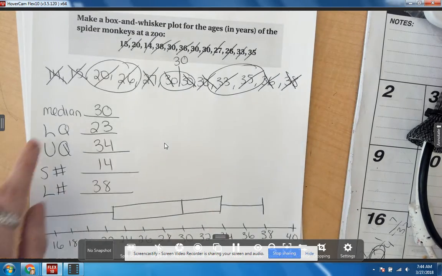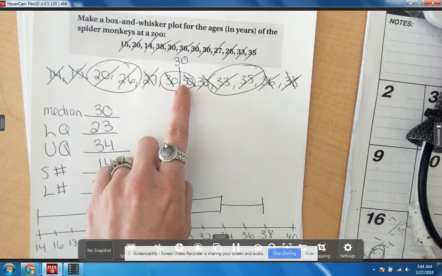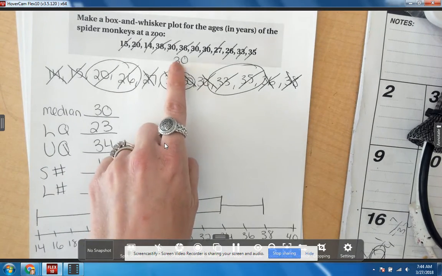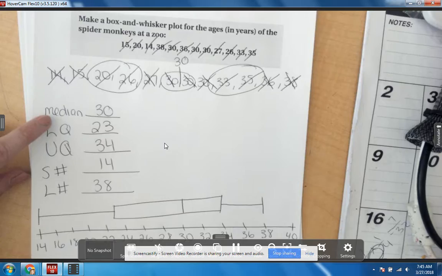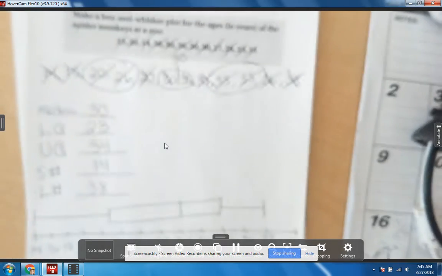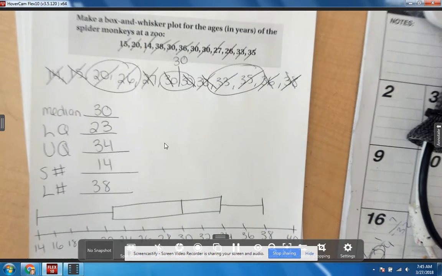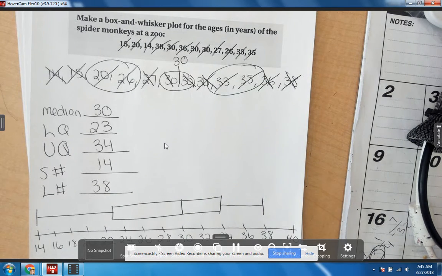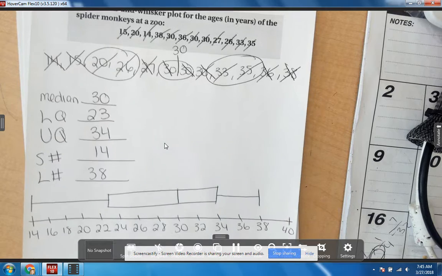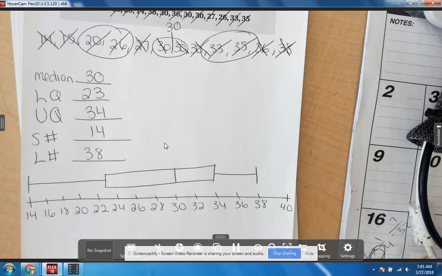So you order least to greatest first. You find the number in the middle. If there's 2 numbers in the middle, add them up, divide by 2, but make sure you write it in. There was my median. Lower quartile is going to be the median to the left. So cross out, find the median to the left. Upper quartile, find the median to the right. Smallest number, largest number. Order from least to greatest. If there's a huge range, you can skip count. Draw a vertical bar over all 5 of the 5 number summary and make your box and whisker.